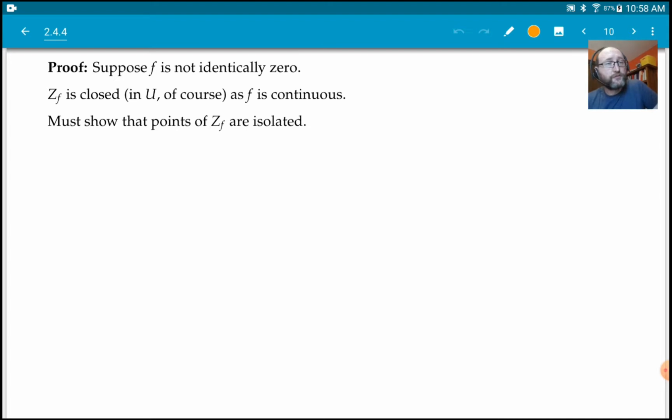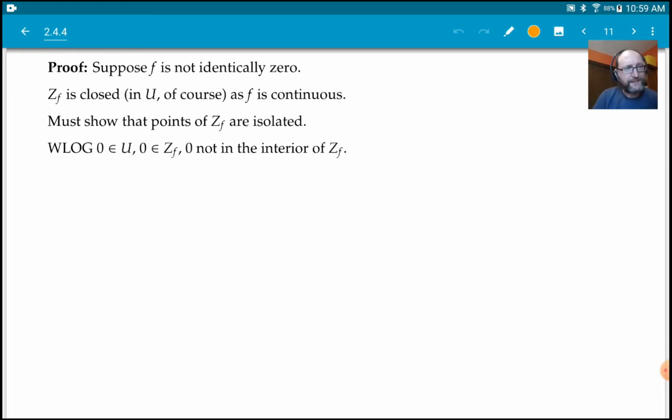Now, what we want to show is that all the points of f are isolated. All right, well, let's go sort of from the other side. Suppose that I have some zero, and let's suppose that it's at 0. So f of 0 is 0, that's what I'm saying here.